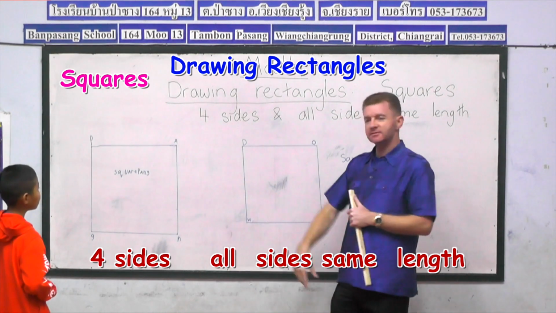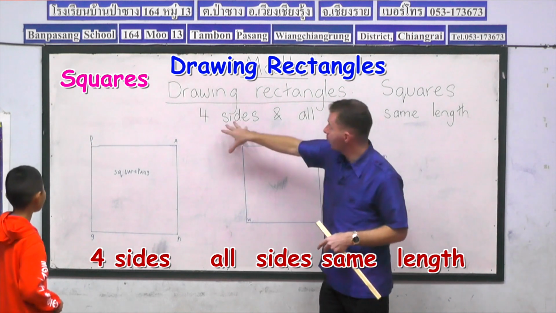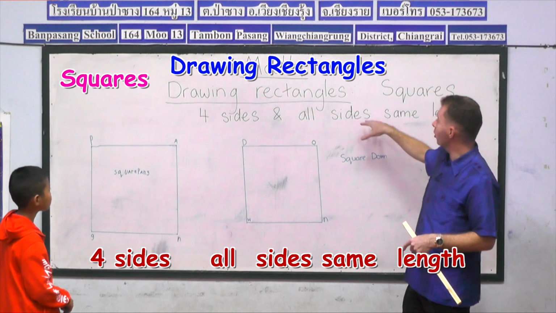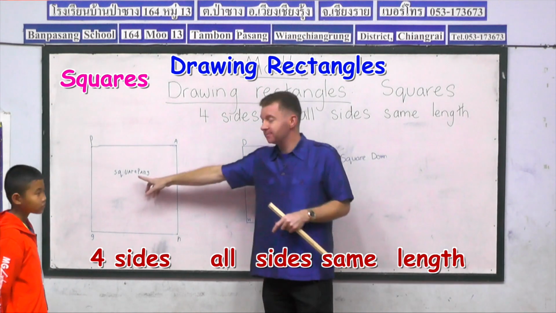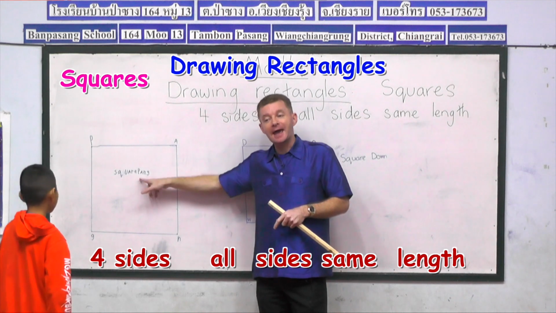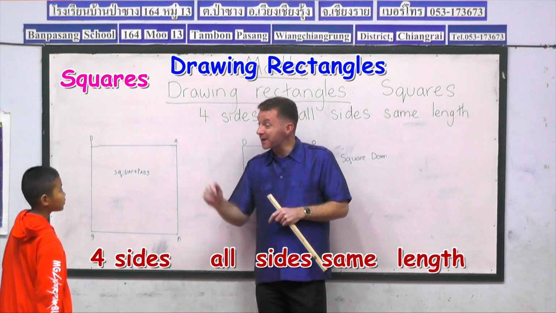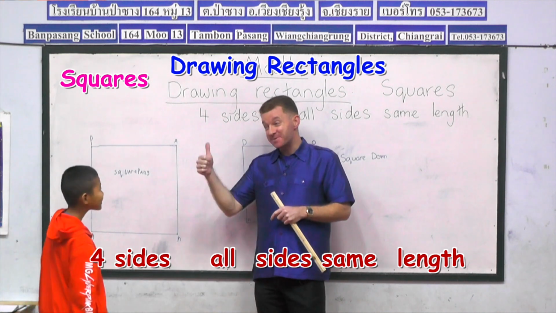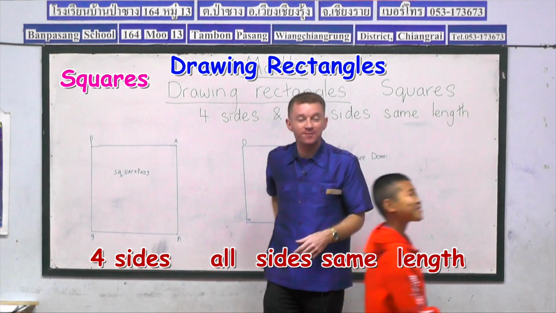Are both squares the same size? No. But they're both squares because they both have 4 sides and all sides of the same length. So let's say together, square P, A, N, G. Or square Pang. Pang Pon, that was brilliant. High five and a big round of applause for Pang Pon, please, guys.